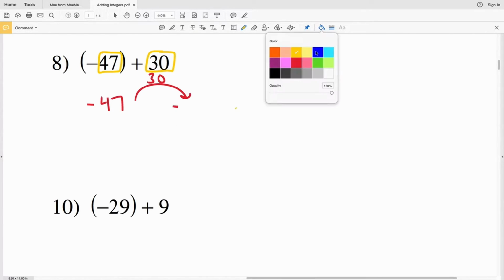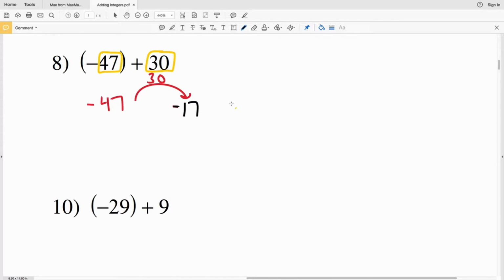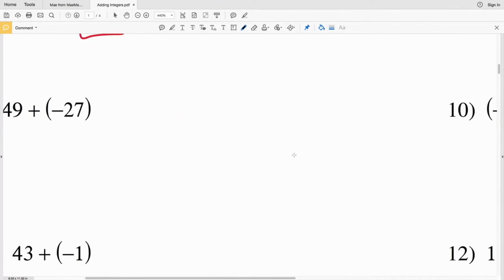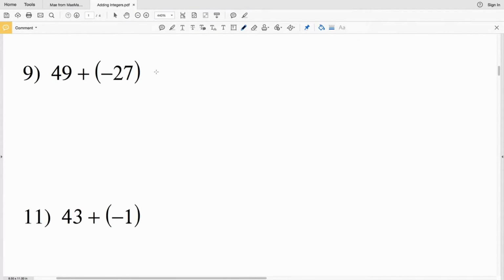And you can think of that negative 47 moving to the right 30, we're still going to have a negative 17. So we're still going to be 17 units to the left of 0. Here we have 49 minus 27, because when we add a negative, we're really subtracting that positive, and that's going to give us a positive 22.